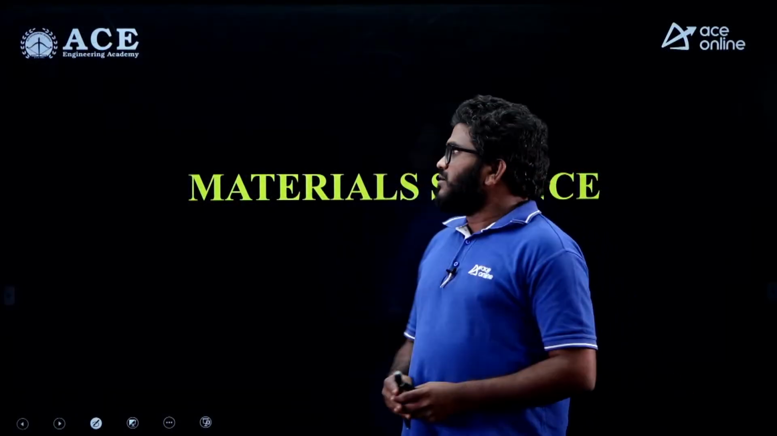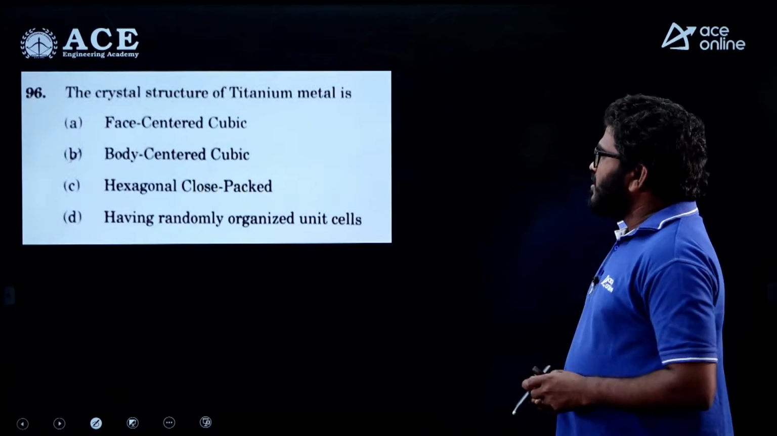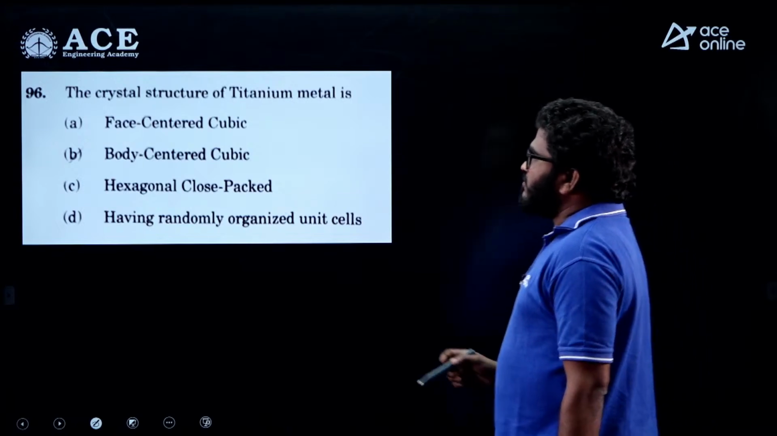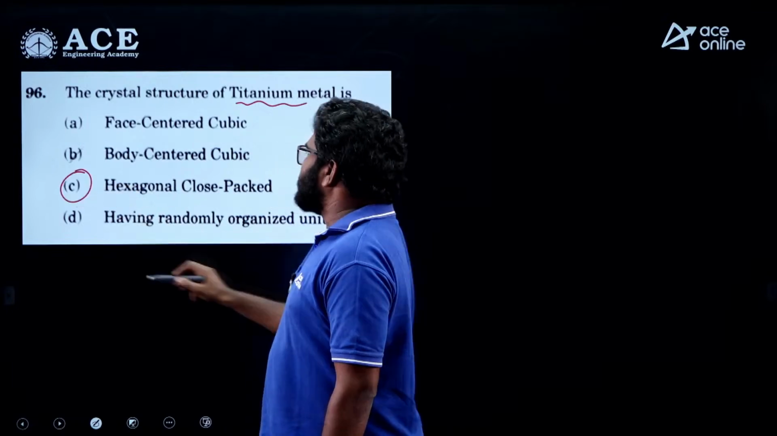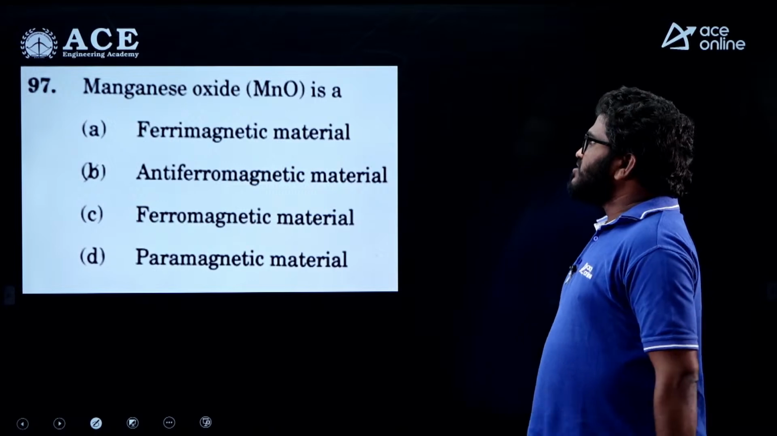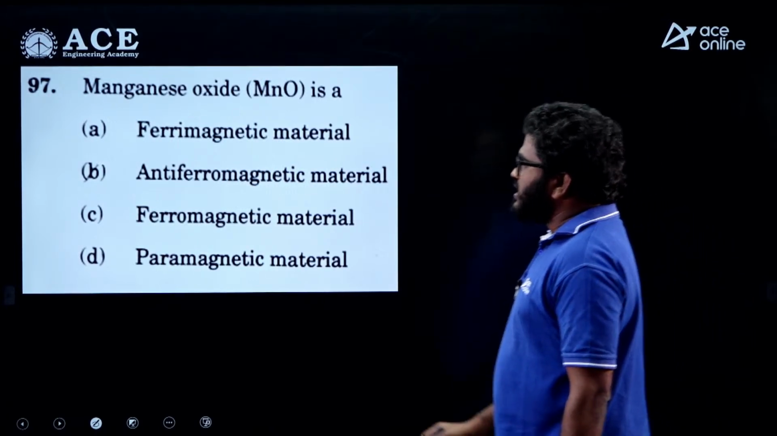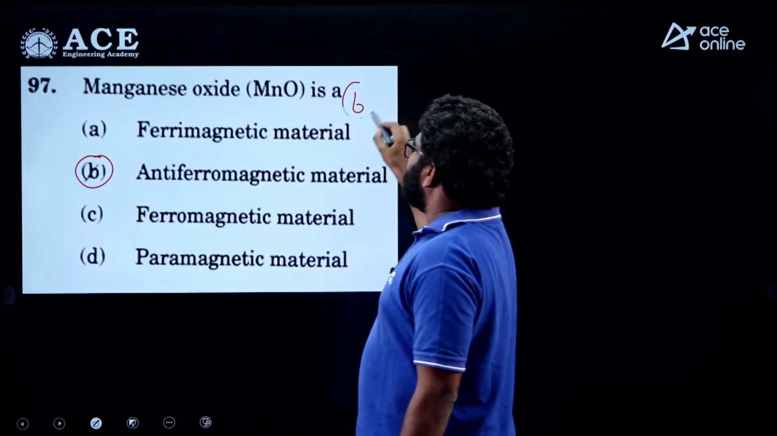Right, I am here. I am going to discuss questions related to material science. Now the question here is a very simple question: the crystal structure of titanium metal. Titanium metal is a hexagonal close packed structure. So C is the correct answer. Next, manganese oxide is what type of magnetic material? Manganese oxide is an anti-ferromagnetic material. So B is the correct answer for this question.